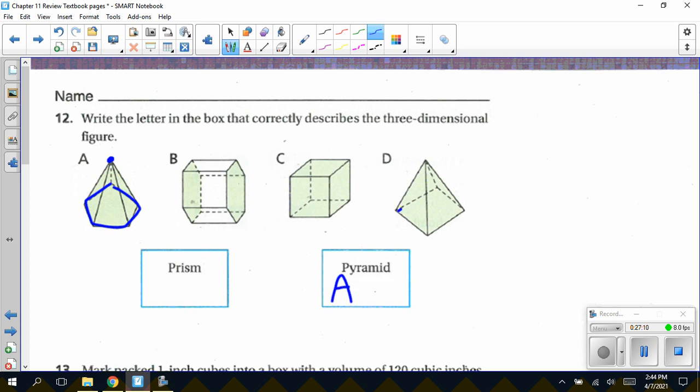Same with D. I notice that I have one base at the bottom and it comes up to one point at the top with those triangles that meet up at that vertex. So for B, my prism, I do need 2 bases, which we can easily see. And then those 2 bases were connected by rectangles for those lateral faces. And then C, we know that this would be called a cube, and a cube is also a prism.